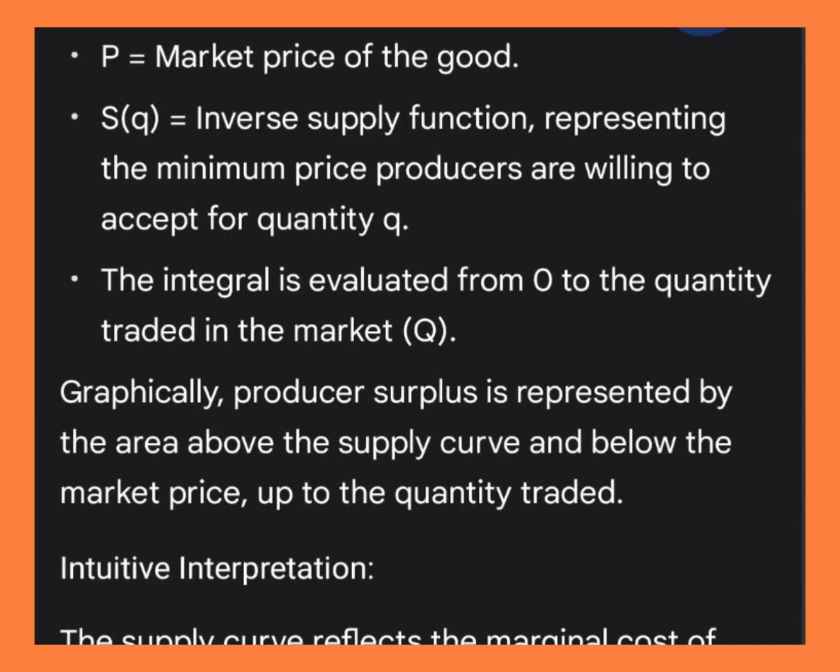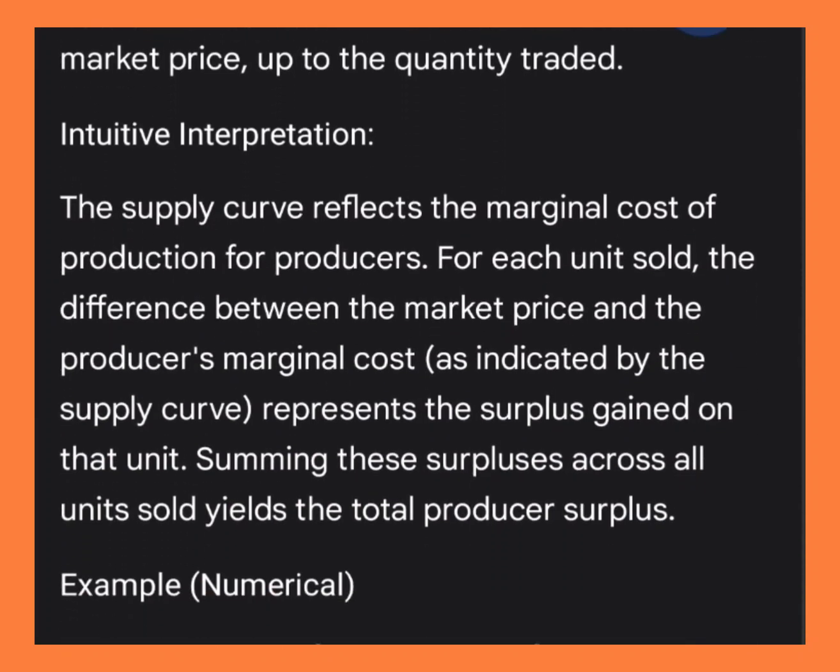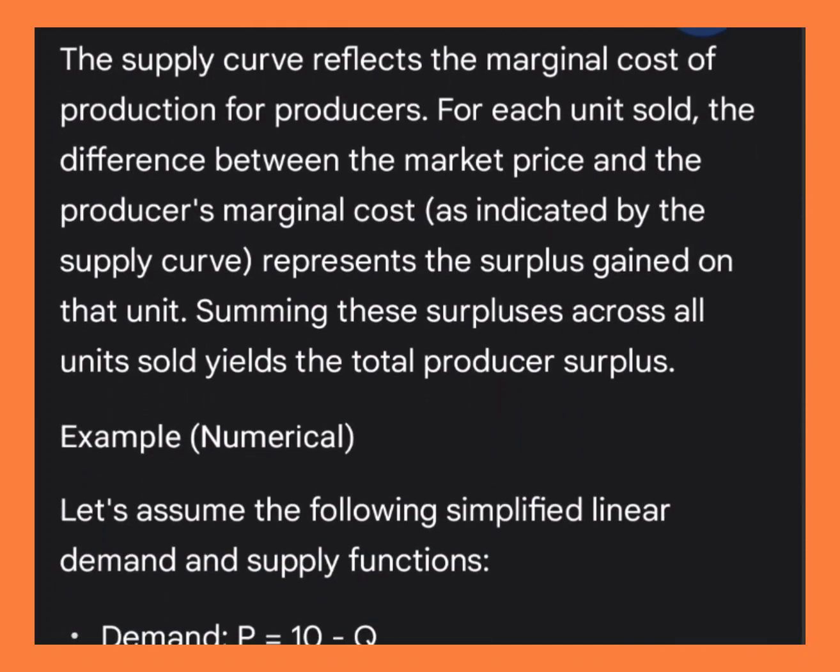Intuitive interpretation: the supply curve reflects the marginal cost of production for producers. For each unit sold, the difference between the market price and the producer's marginal cost, as indicated by the supply curve, represents the surplus gained on that unit. Summing these surpluses across all units sold yields the total producer surplus.